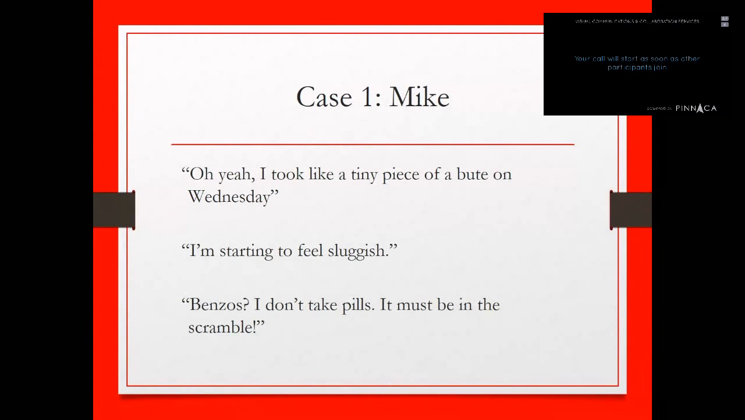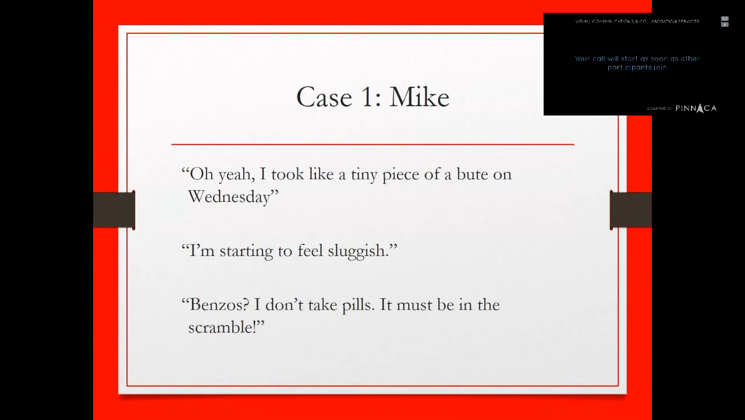Again, he's kind of angry or surprised at the idea that I'm asking him about sedatives like Xanax or Klonopin or Valium or Ativan. He says, "No, I don't take pills. It must be in the scramble." So it must be mixed up with the heroin that he's taking.